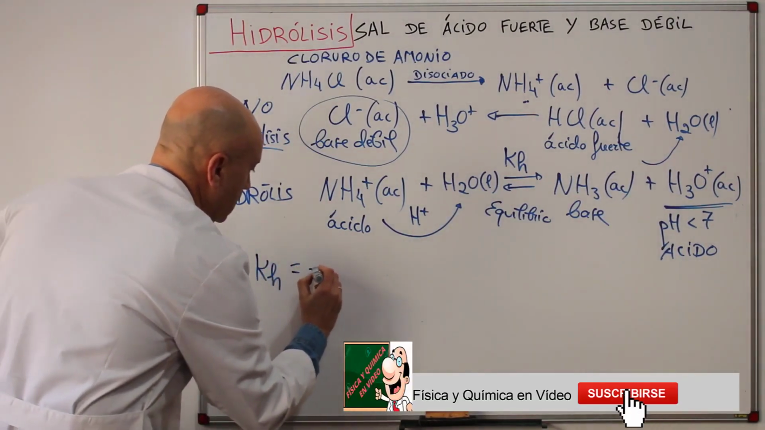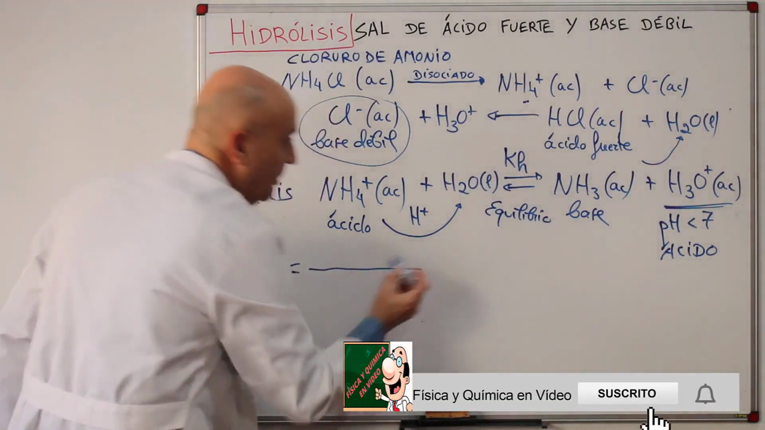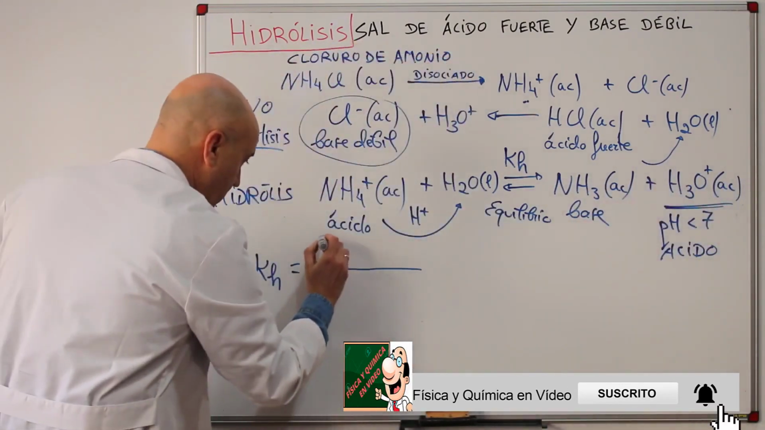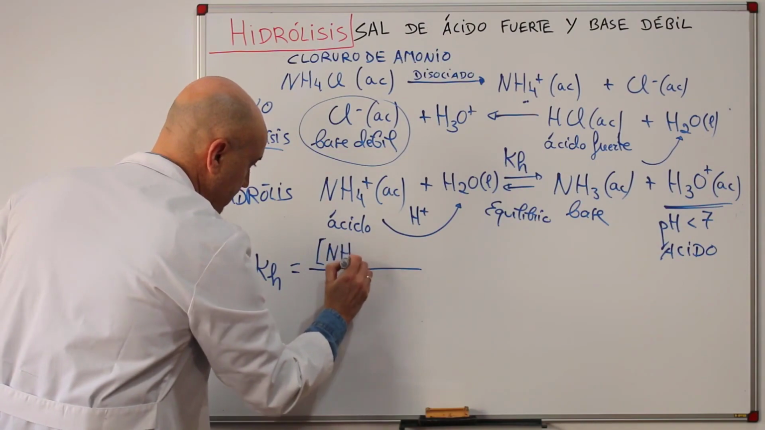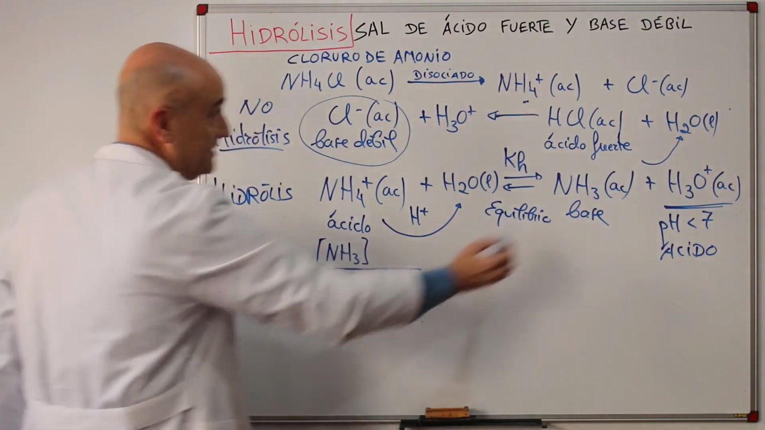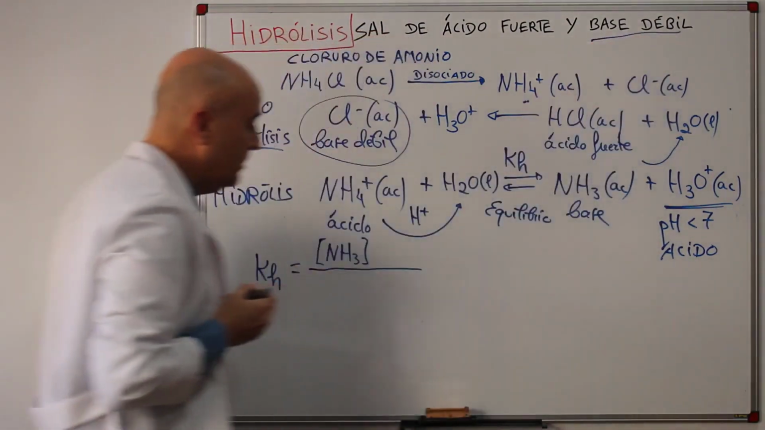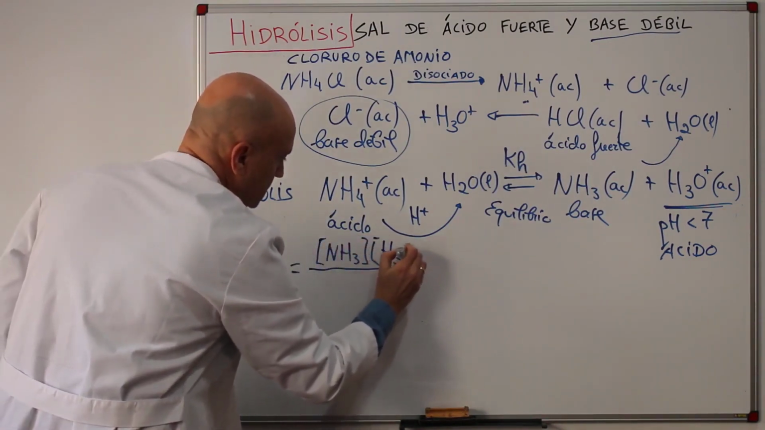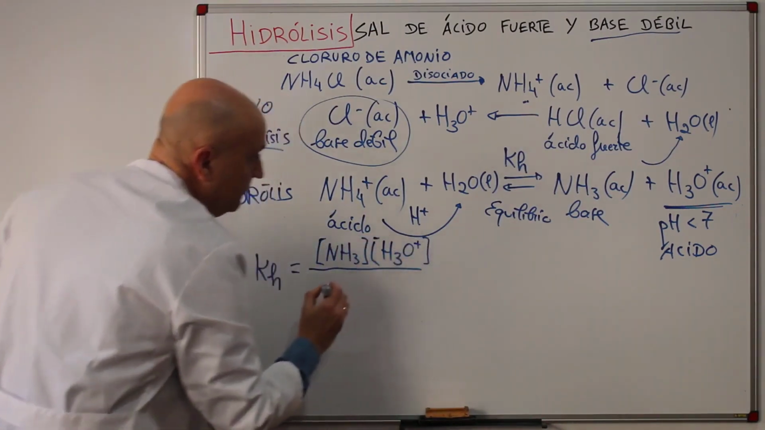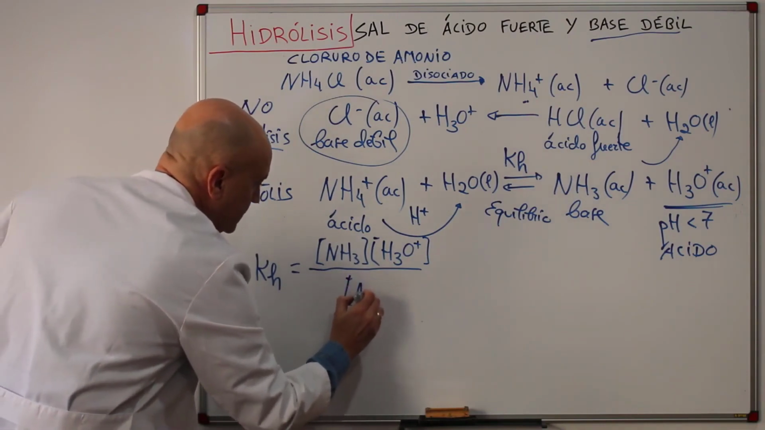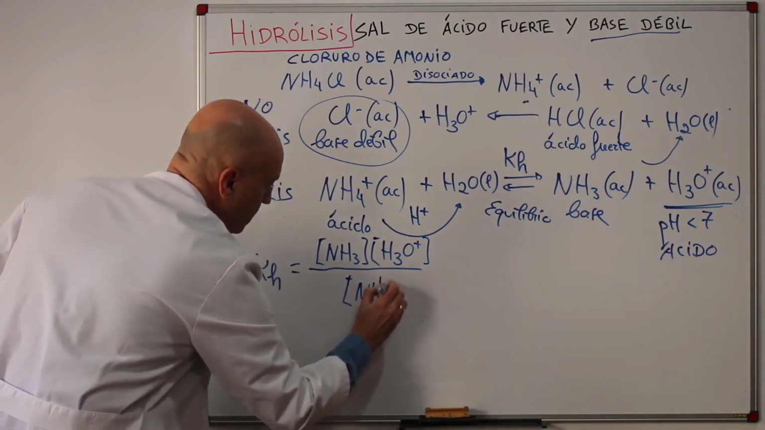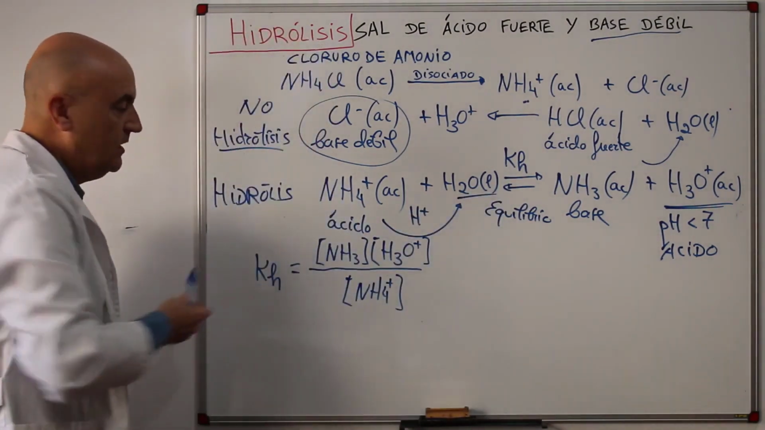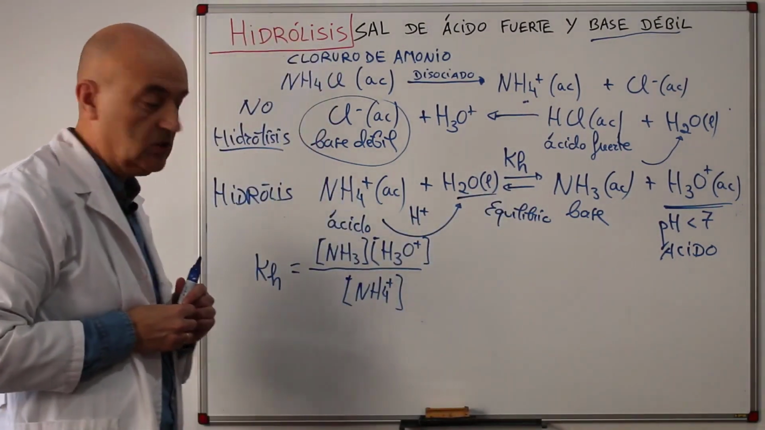In the numerator, we put what we have in the products. As it is written, the ammonia goes on top, NH3, which is the weak base. I will also have the concentration of protons, H3O+. And at the bottom, the concentration of ammonium ions. You know that the concentration of pure water is constant, and therefore it is already directly included in the hydrolysis constant.